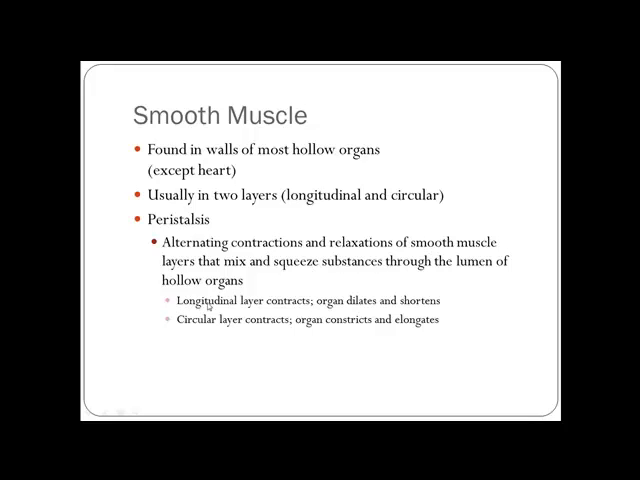Okay, so you get a longitudinal layer that will contract, it'll shorten. Then you get a circular layer that contracts to hold that in place. Then the longitudinal layer relaxes, and the circular layer stays contracted, and it keeps whatever moved down. Once again, the longitudinal layer contracts, it moves it down the way. The circular layer contracts, holds it there. The longitudinal layer relaxes. All right, so it's kind of like climbing a rope.